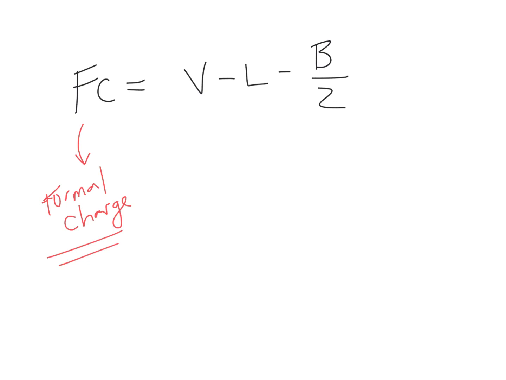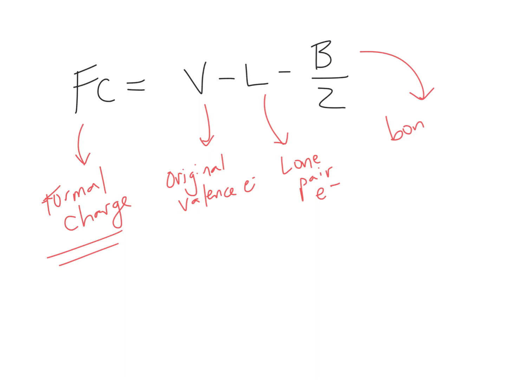It's a bit of a misnomer, but it looks like a charge, so probably that's why they call it formal charge. Formal charge for any atom in a structure is V, the original valence electrons that a certain atom would have, minus the lone pair electrons that still exist on the atom in the proposed structure, minus the bond pair electrons that exist for that atom in the proposed structure, divided by 2, okay?